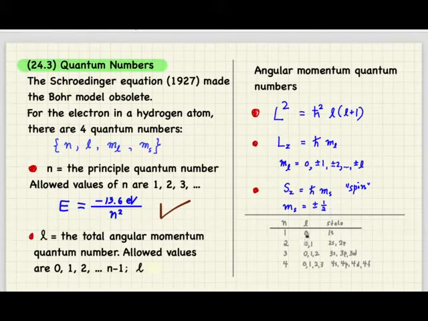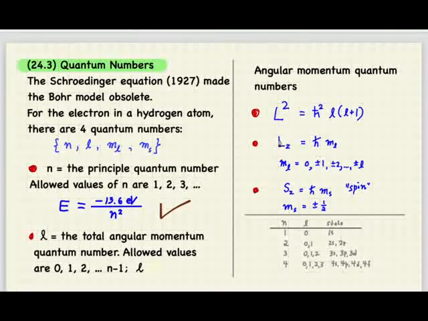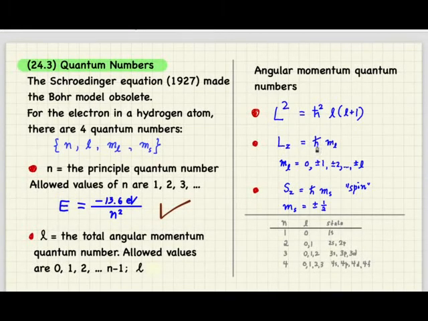So L equals 0 is called S states. L equals 1 is called P states. L equals 2 is called D states. L equals 3 is called F states, and so on. Now there are these two additional quantum numbers, M sub L and M sub S. The Z component of L is h bar M sub L.